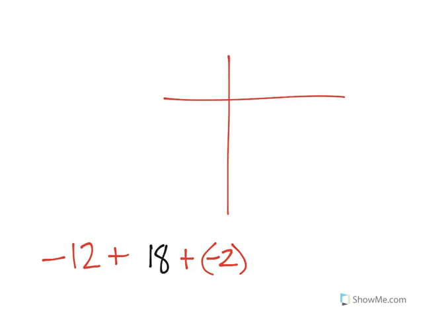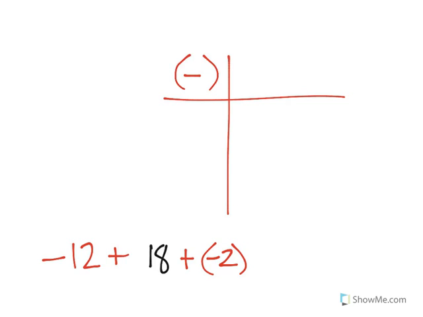All right, let's say that you come across a question that has more than 2 numbers. Here I have negative 12 plus positive 18 plus negative 2. All right, don't get scared. I promise this is just as easy. Watch this. Super easy. The rules never change.